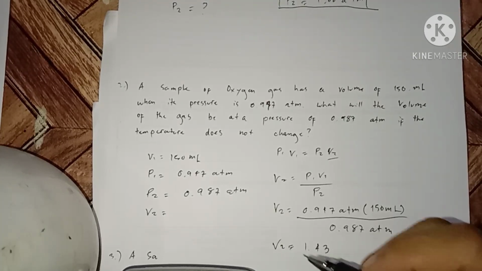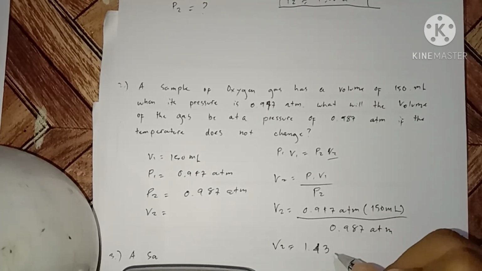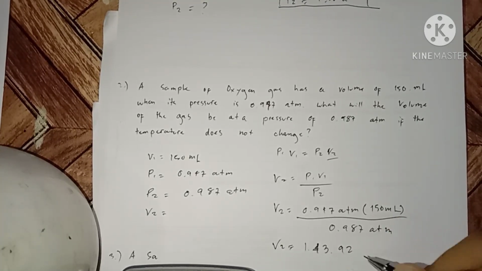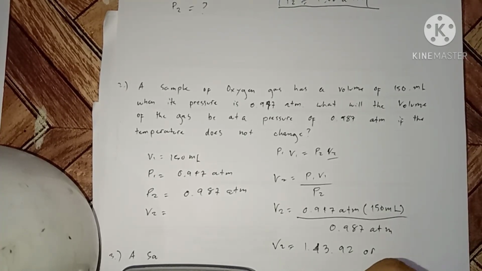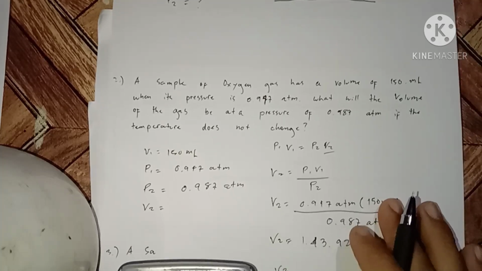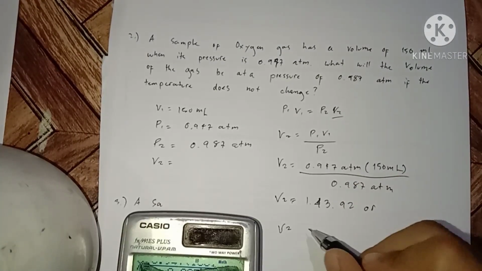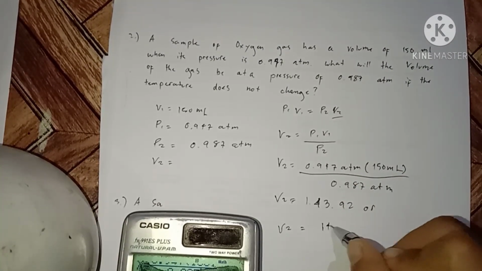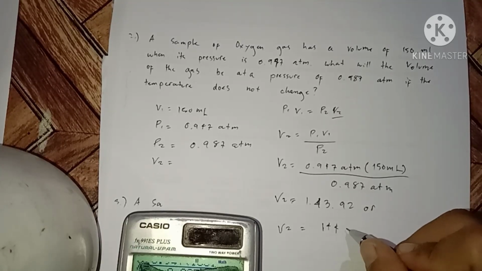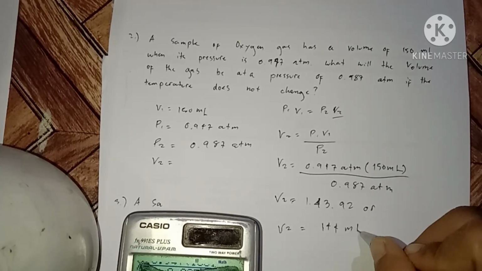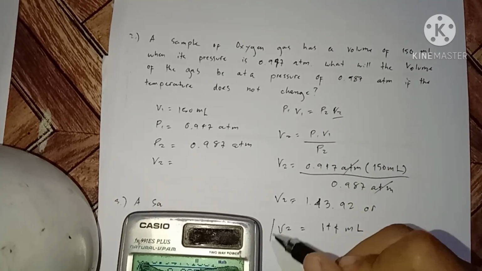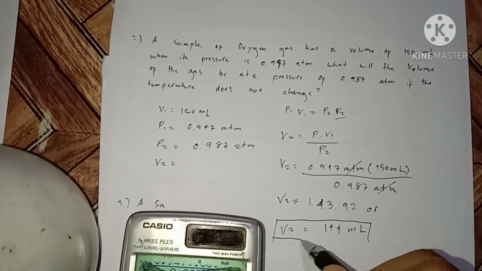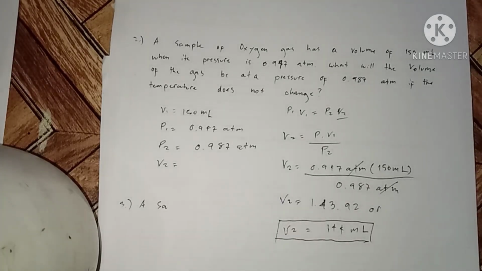143, I mean 144 ml. Cancel the units of atm, so ml. So V2 equals 142 ml.